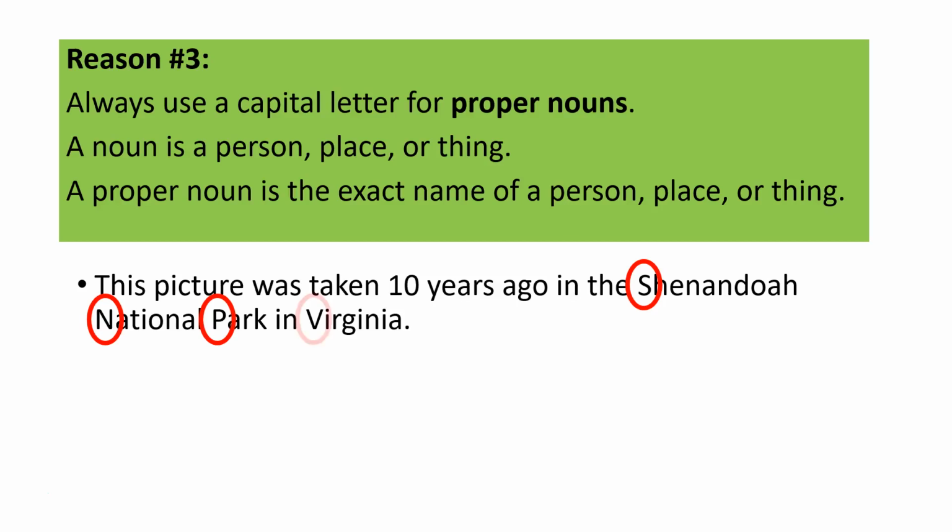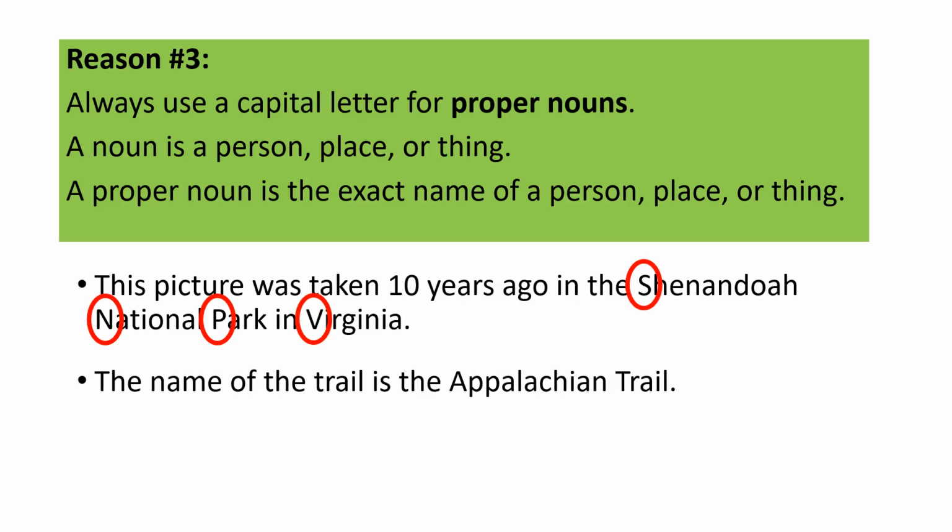And then what do you think about this V right here? Good. That is another name of a place. It's not a park, but Virginia is the name of a state. So because it's the name, the exact name, I have to use a capital V. Here's another example. The name of the trail is the Appalachian Trail. If I say Appalachian Trail, then that's a name. It has two words in it, so capital A and capital T.